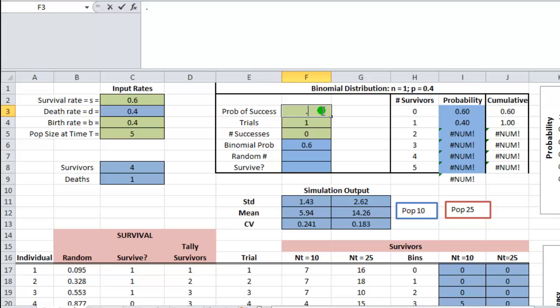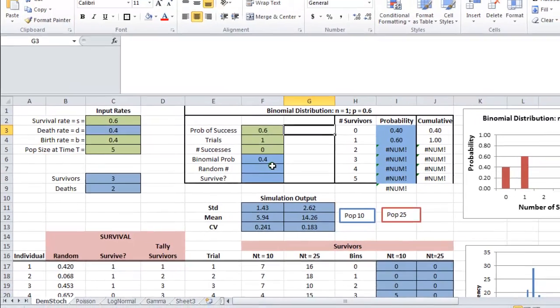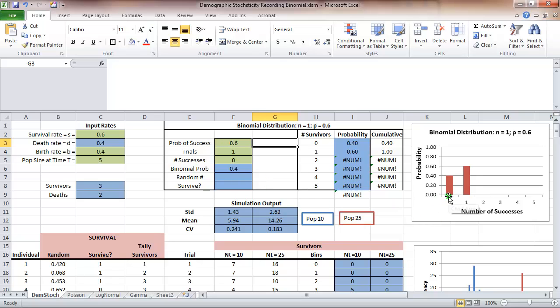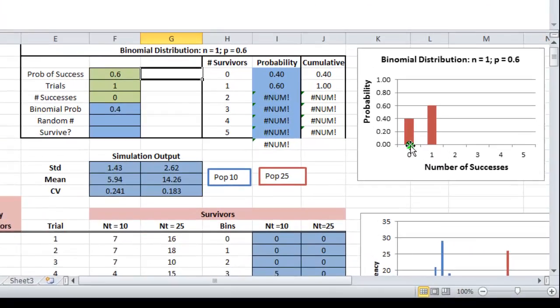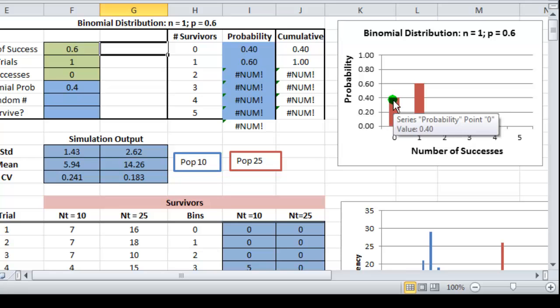Let's flip this around. What if the probability of success is 0.6, like we had here? Then we're asking, what is the probability of observing a 0, a failure or a mortality, when the probability of survivorship is 0.6? And the answer there is 0.4. So this is another way of saying that we expect that 40% of our outcomes will result in a death, and 60% of our outcomes will result in a survivorship.